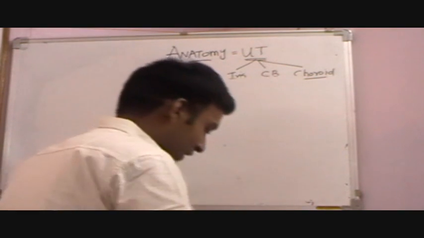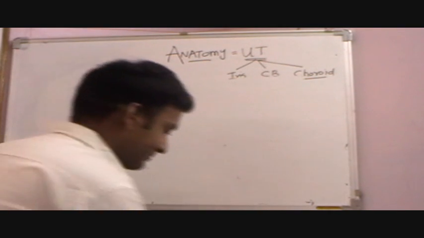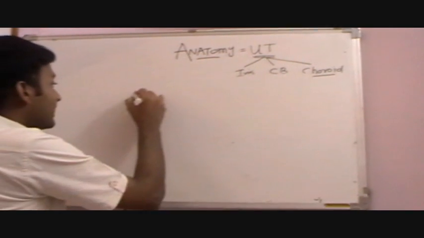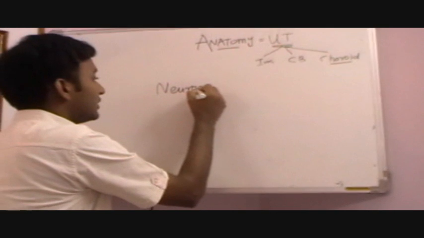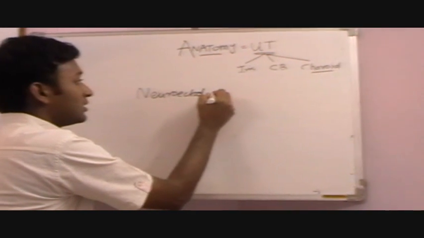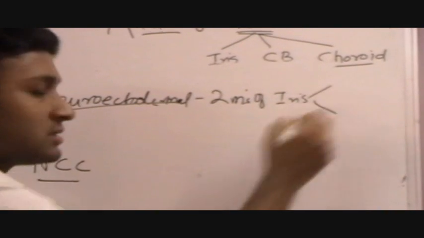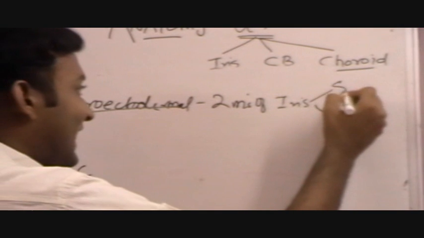Okay, I'll talk about the embryology in brief. They asked some questions about embryology. You have two important derivatives. One is neuroectodermal derivatives, then neural crest cells. Neuroectodermal, two important muscles, the two muscles of iris. What are the two muscles of iris? Sphincter pupillae, dilator pupillae.